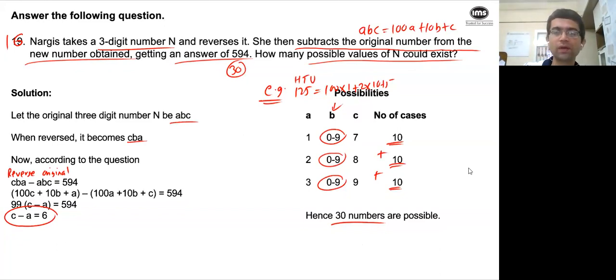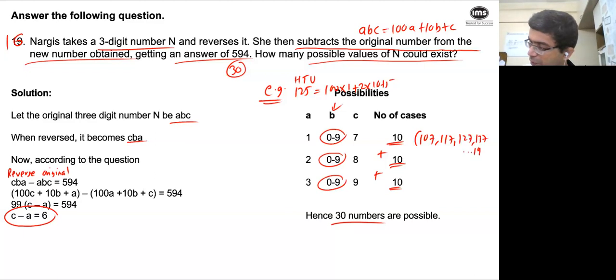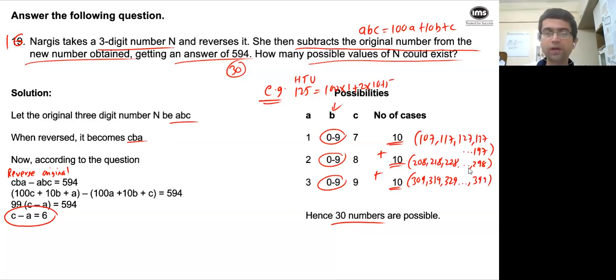Right? So with 17, 10 numbers possible. With 28, 10 numbers possible. So 0 to 9. The numbers could be something like 107, 117, 127, 137 up to 197. Then I can have 208, 218, 228 and so on up to 298. And I can have 309, 319, 329 and so on up to 399. Is it clear, Astha? Yeah, good question.